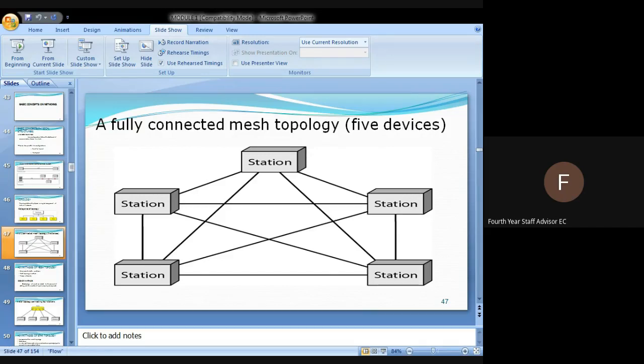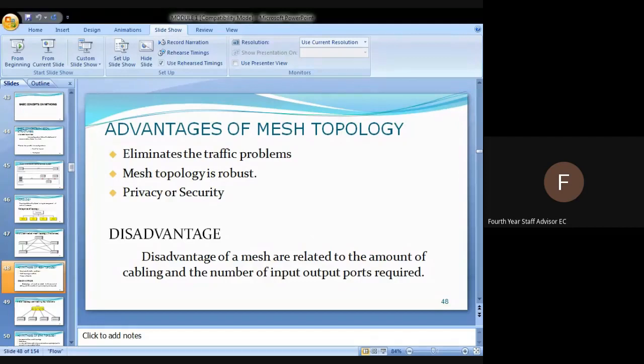Now, if you want to connect these many links, then n minus 1 input output ports are required. N minus 1 input output ports are required in order to connect all these things. Now, what are the advantages of this mesh topology?